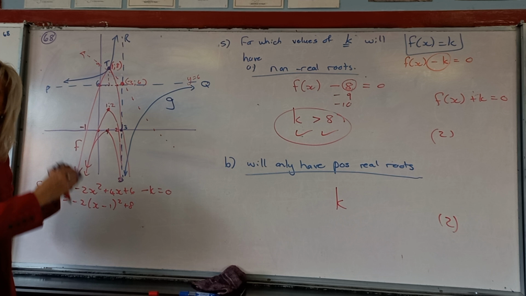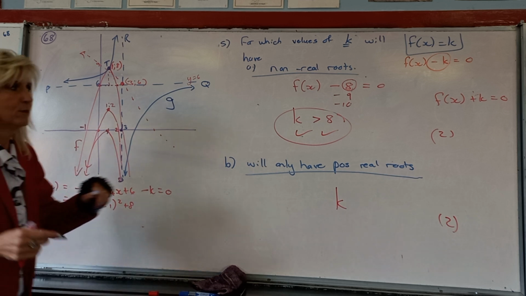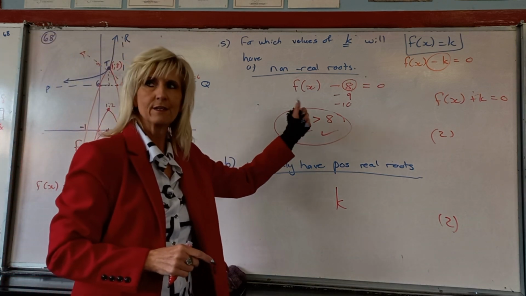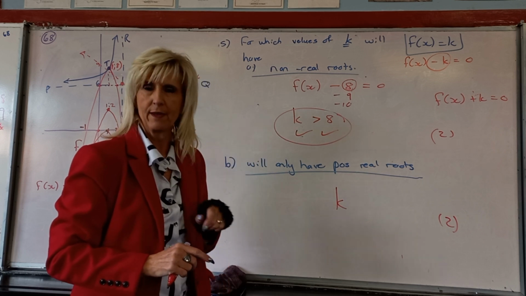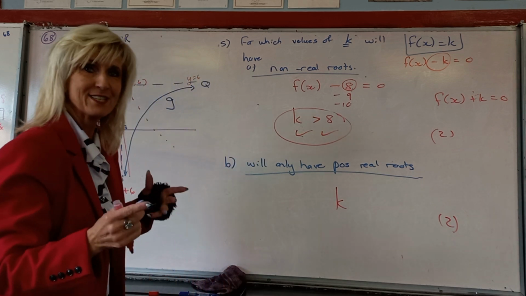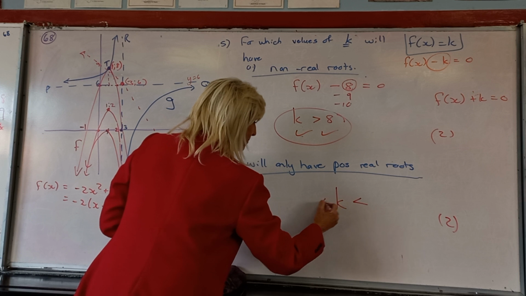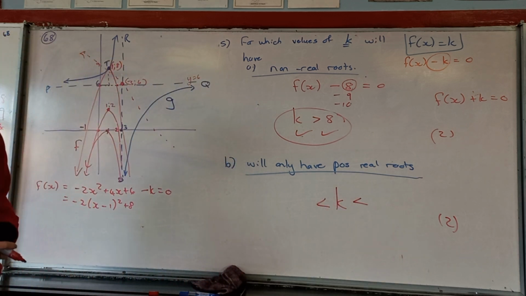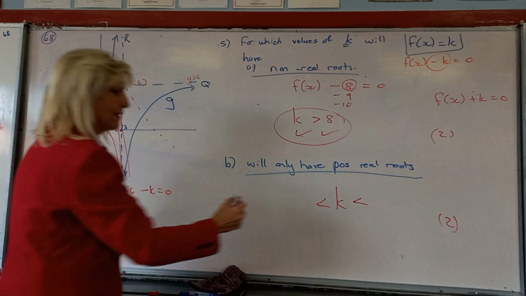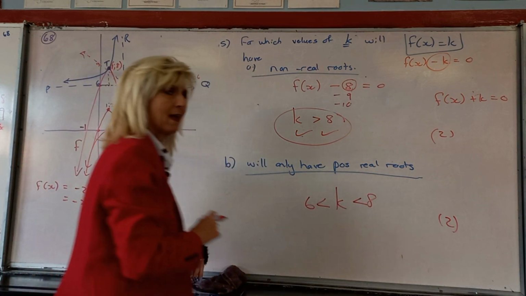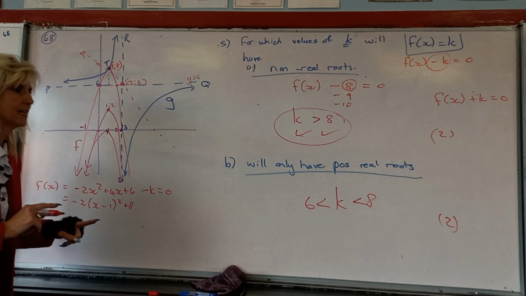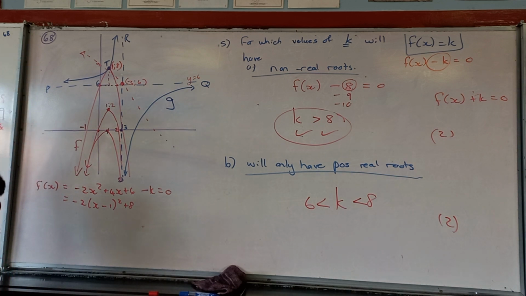If I go more than 8, remember, 8 was the one that said non-real roots. So you've got to stop there. So basically what this is all about is in between. A move of what? 6 and 8. And that's the answer. And that's the answer, but let's just check it out. So 8 can't be included either, can it?